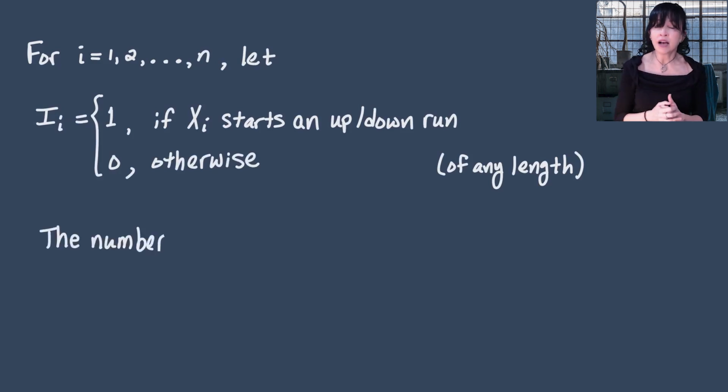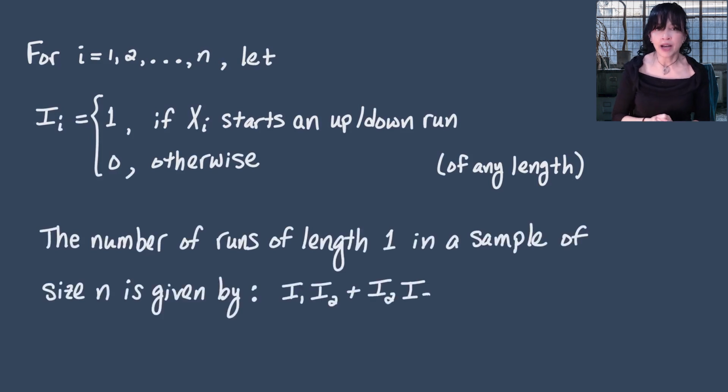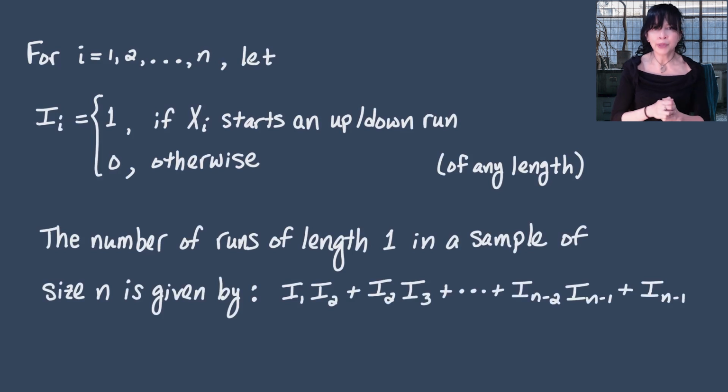So the number of runs of length 1 in a sample of size n is given by the product of I1 times I2 plus the product of I2 times I3 plus ... out through I sub n minus 2 times I sub n minus 1, plus I sub n minus 1. Because actually, that final run that was started at position n minus 1 only depended on us looking at a single value. We also always have that the first indicator is 1, so I really don't need to write capital I sub 1. I could write it as a 1, but this is an expression, and it's counting the number of runs of length 1.